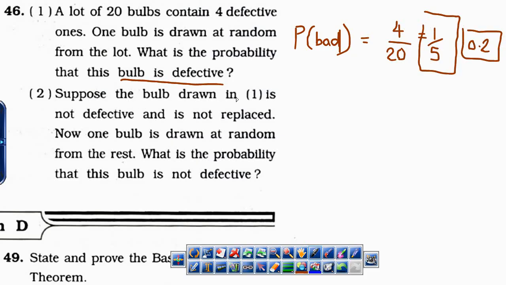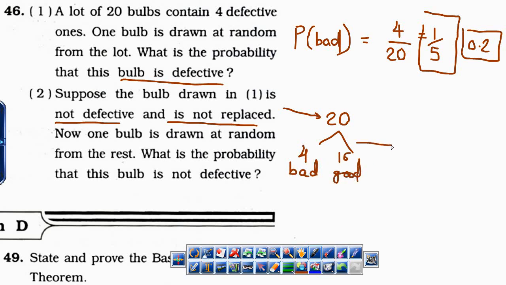Second, suppose the bulb drawn in number 1 is not defective and it is not replaced. This is the trick question. 20 bulbs हैं जिसमें से 4 are bad, 16 are good. इसमें से एक बल्ब निकाला and that bulb turned out to be not defective और इसको वापस नहीं रखा, which means from 16 bulbs one good bulb was removed. Now there are 15 good bulbs and total there are 19 bulbs.